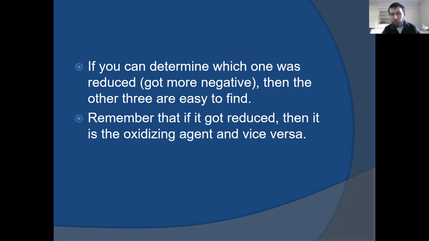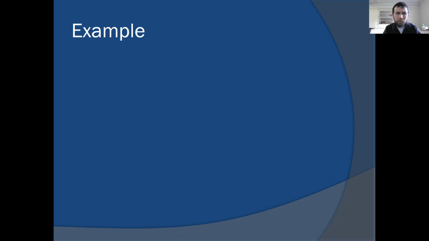And so just as a quick reminder, if a substance gets reduced, it's your oxidizing agent. If the substance is oxidized, it's your reducing agent, okay? So let's take a look at an example of how we would identify an oxidizing or a reducing agent.